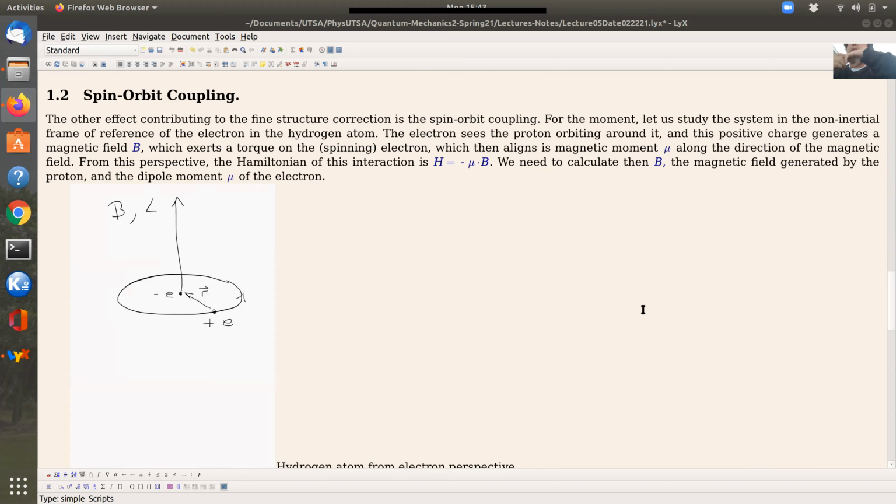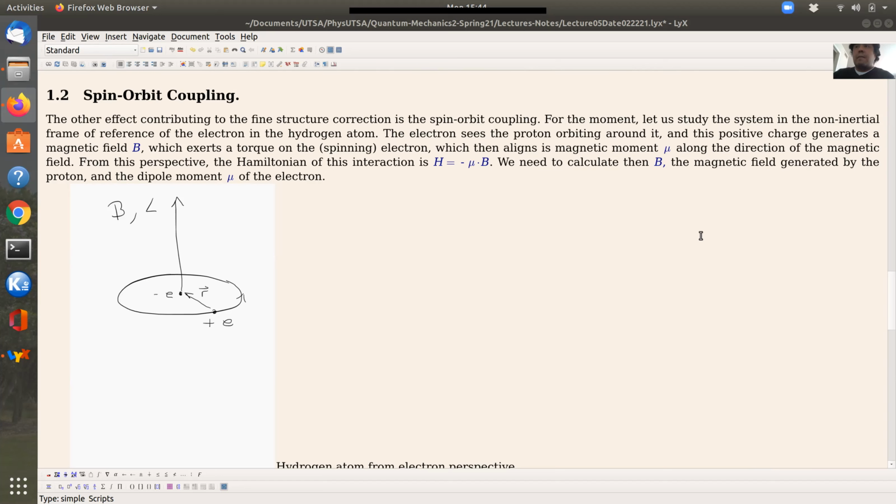The other effect contributing to the fine structure correction is the so-called spin orbit coupling. And what happens is that, let's imagine that you are the electron, and from the point of view of the electron, it is observing that the proton is circling around it. Now, I know that this system is non-inertial, so there is a way to correct for it, which I'll tell you in a second. But for the moment, let me sit in the point of view of the electron, in this non-inertial frame of reference of the electron in the hydrogen atom.